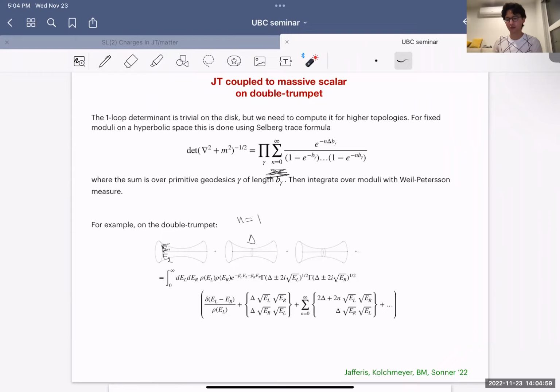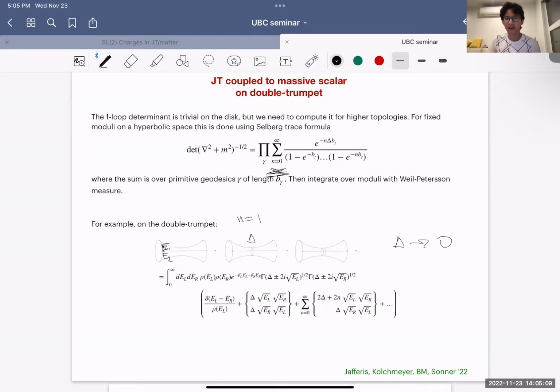You could have naively thought that if you take, for example, delta going to zero in this formula, then you should reproduce the double trumpet in pure JT gravity. But this is actually not quite true. It is related to the fact that when you compute this correlator, you are summing over geodesics that wind around as many times as you like. So you have a straight geodesic, then a geodesic that winds once, twice, and so on. If you take the delta going to zero limit, it will diverge, because in JT gravity you sum over only one relative rotation, but here you sum over infinitely many relative rotations between the two sides. So there's no obvious connection.